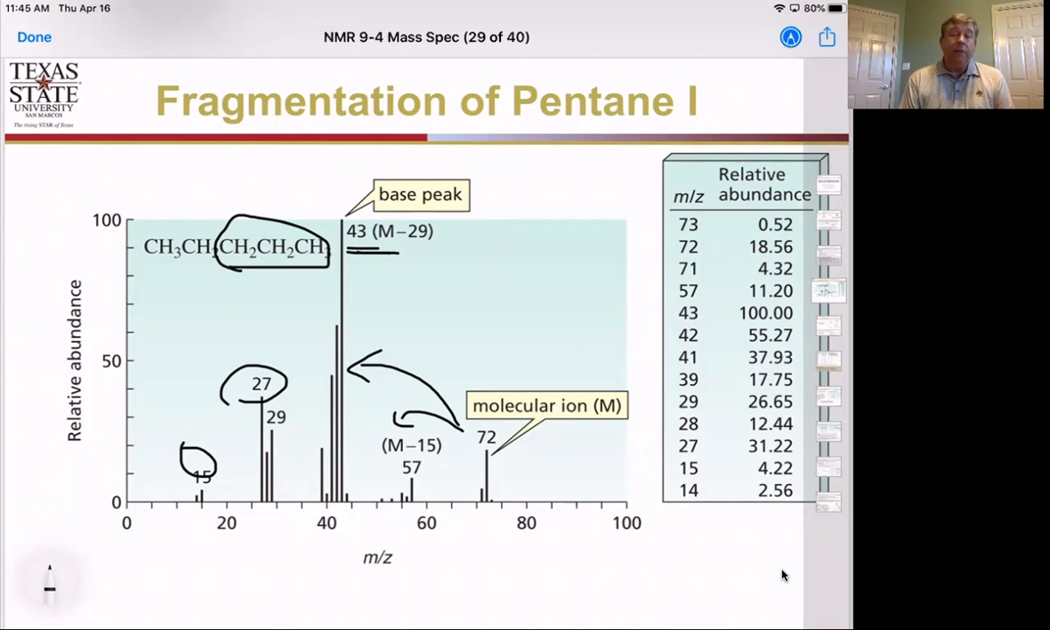So imagine that you have a tertiary carbon here. That's going to give you a more stable carbocation, and therefore you're going to see a bigger base peak than some of the other fragmentation patterns. So we have to think about that. The pattern we see is an indication of what kind of linkages we have, and therefore that fragmentation pattern is unique for each type of compound.